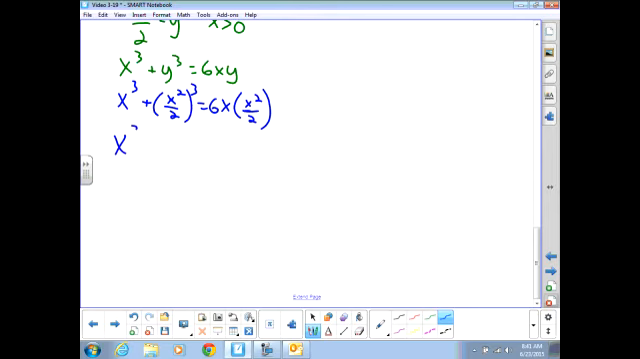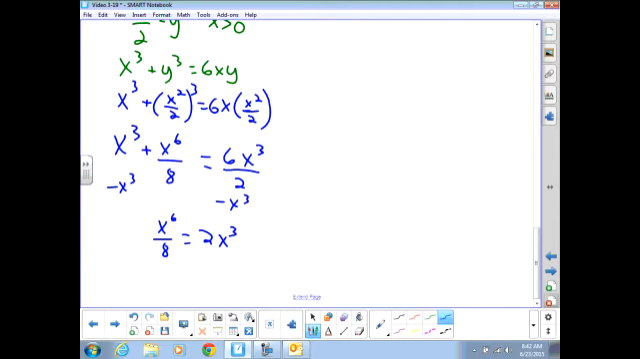So we'll have x cubed. When we cube each of those, we'll have x to the 6th over 8. And that will be equal to 6x cubed over 2. Well, 6x cubed over 2 is really 3x cubed. And if we subtract an x cubed from both sides, we'll get x to the 6th over 8 is going to be equal to 2x cubed, because it's 3x cubed minus 1x cubed.